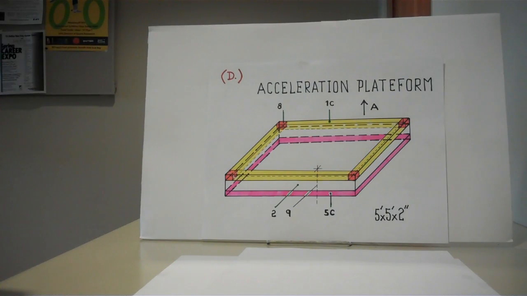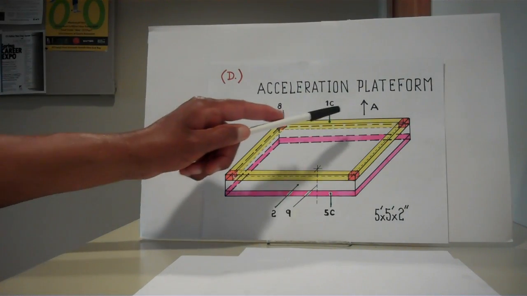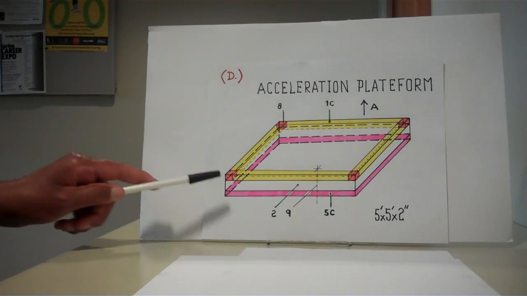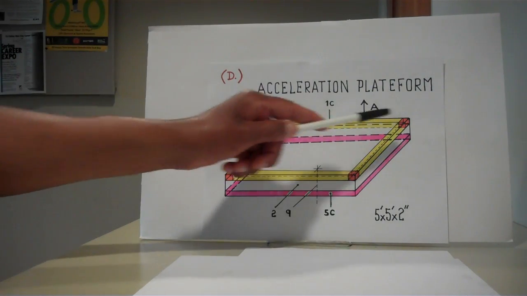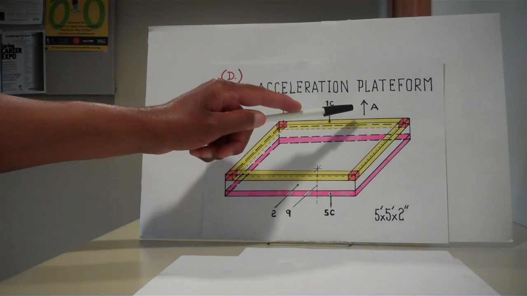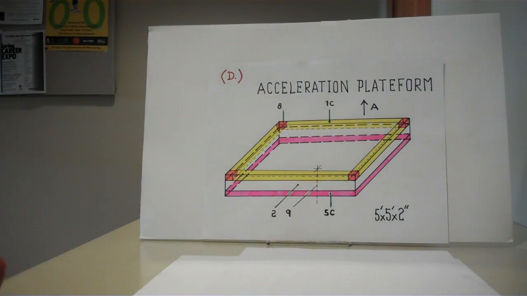1C is yellow, 5C is red. And this total system, the whole platform, lifts and moves in direction A. It is called the acceleration platform, which moves in direction A.